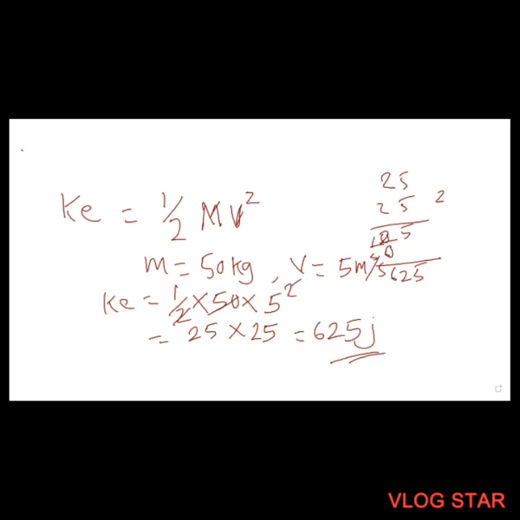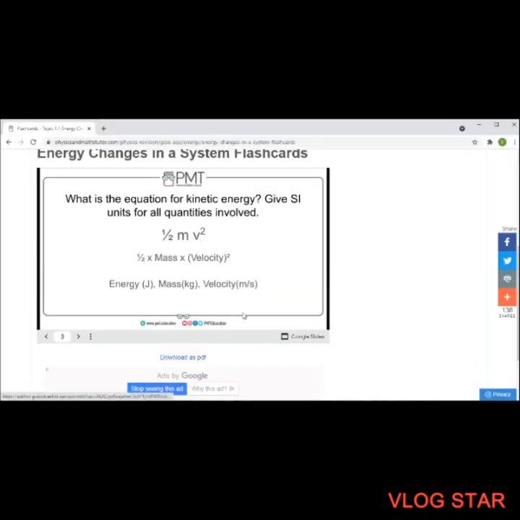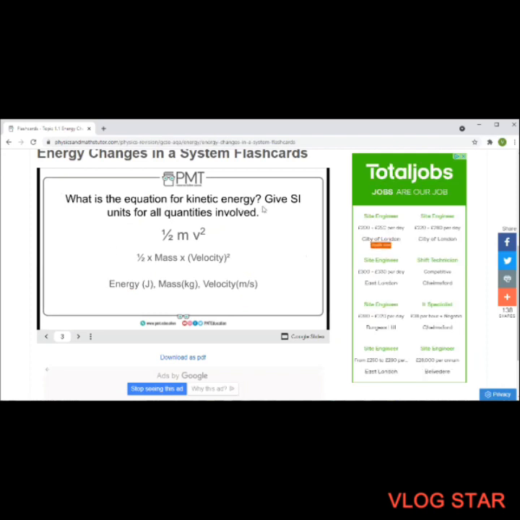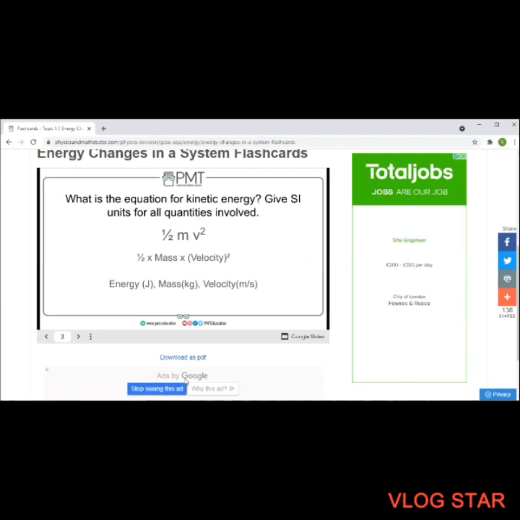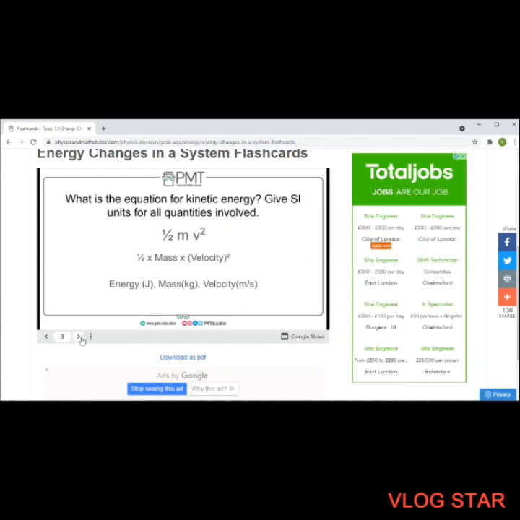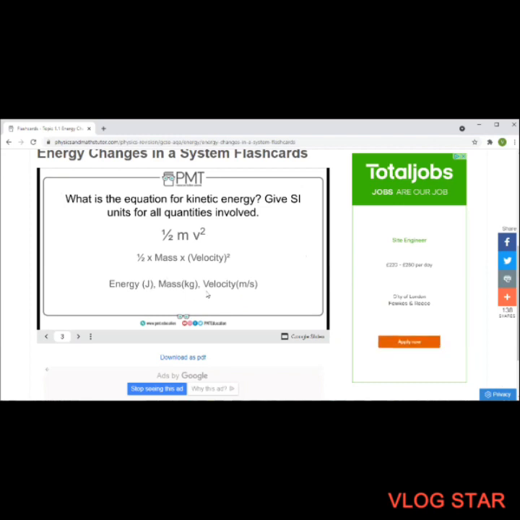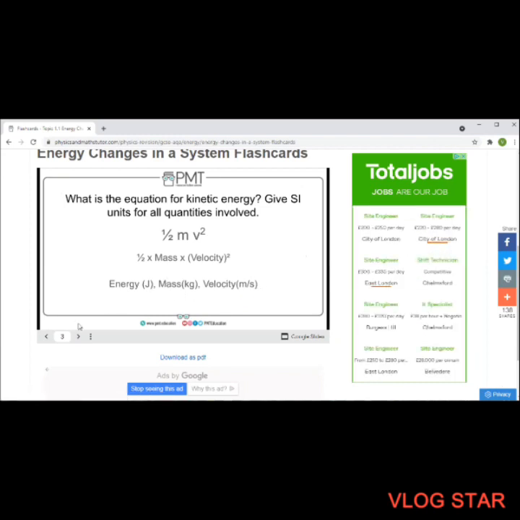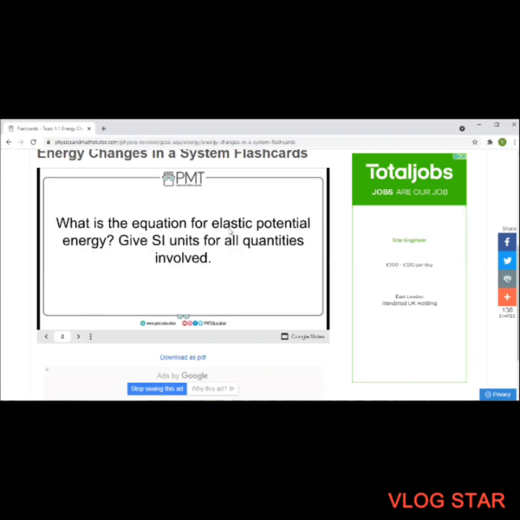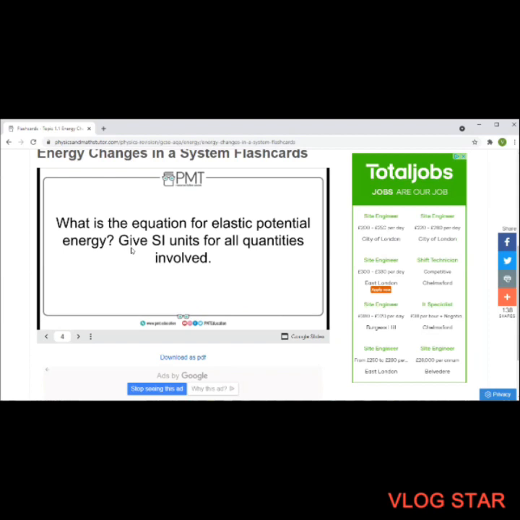So I'm going to return us back to our shared screen and go back to the question that we're solving. We're told that the kinetic energy of a given mass is calculated as half mv squared, and we saw it there on the board. And the unit is joule: mass in kilogram times velocity in meter per second squared gives you joule. So what is the equation for elastic potential energy? Give the SI unit for all quantities involved.